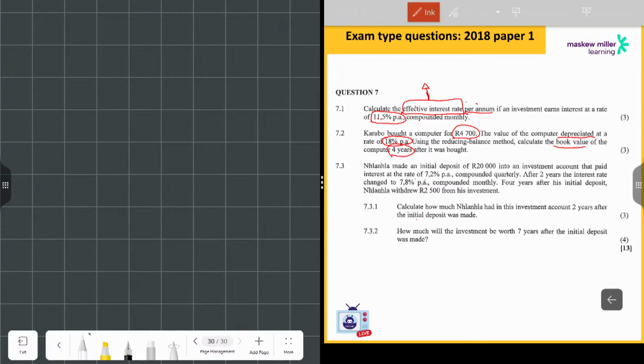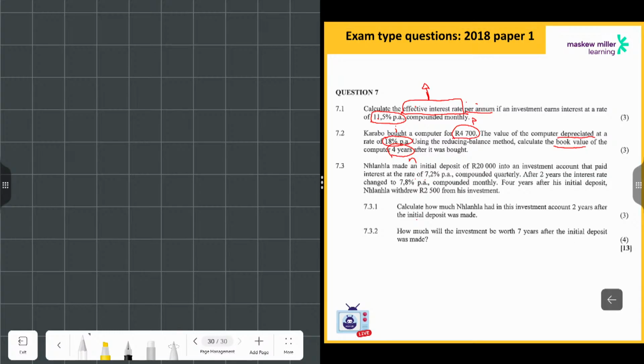What does 4 years mean? The 4 years represent our N. So you will go into your working and write, okay, I have P, I have N, and I have I. Right? By saying that, you have already given yourself what you have and what you don't have, and how you're going to calculate it. So that is what they've given us here.